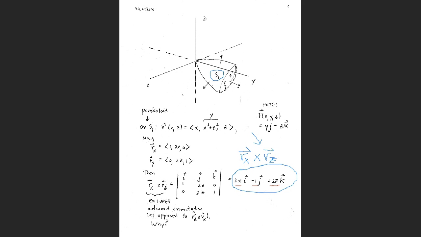With respect to the y-axis, does -1j point to the left? That's right. So if I were to pick a point here, any point on the surface, and draw the cross product vectors, the Rx cross Rz, I should say.